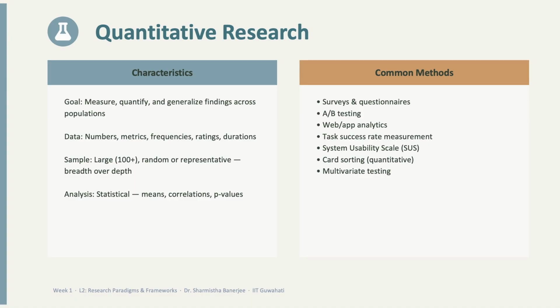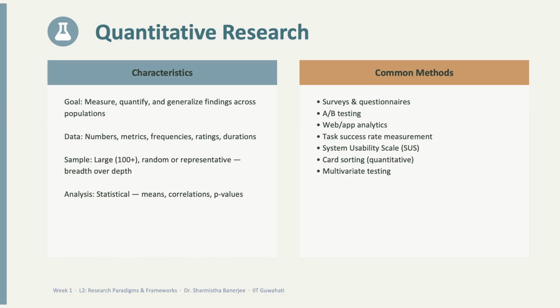We will discuss this in more detail when we get to the statistical methods for these sampling processes. So here we are targeting breadth over depth. We are trying to target a large number of people to understand the general behavior rather than going into the depths of individuals' behavior. The analysis process is statistical in nature, and we try to identify the means, correlations and significance tests. The outputs are usually graphs, percentages, p-values and confidence intervals.